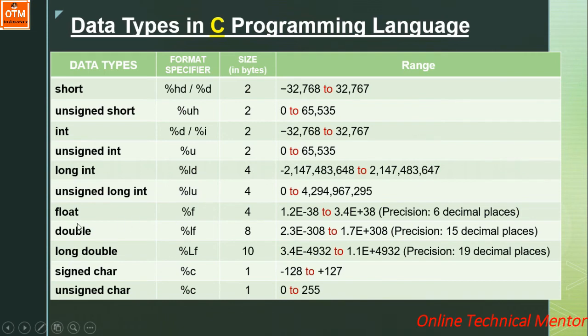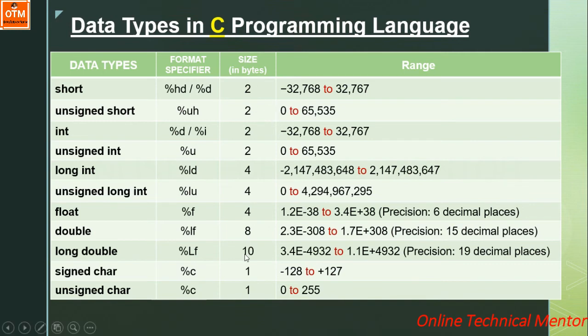For float, which contains floating point values, that is decimal fractions, we write %f. For a very big floating point number, we require the double data type, and for that we write %lf. For a long double, %Lf, with a small f. Signed character %c, unsigned character %c.